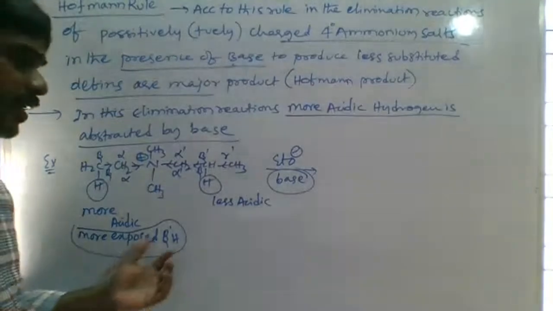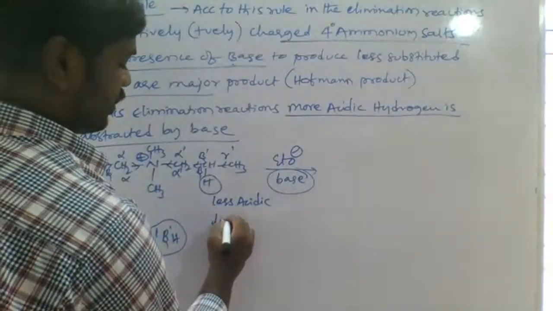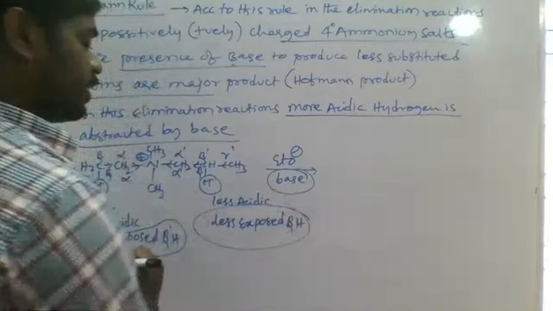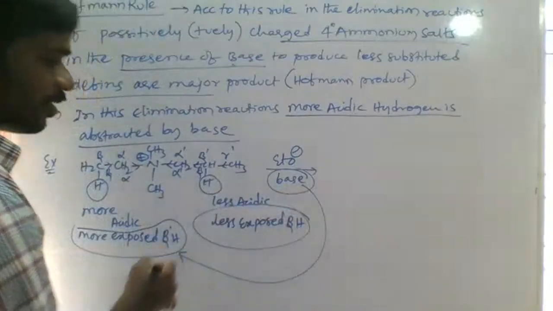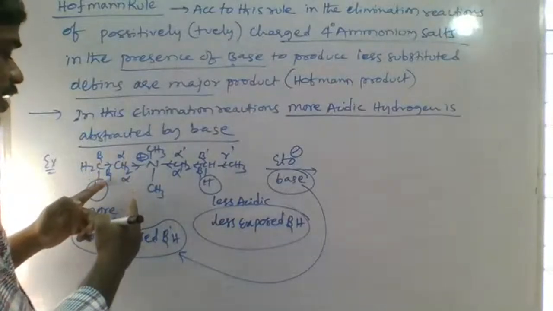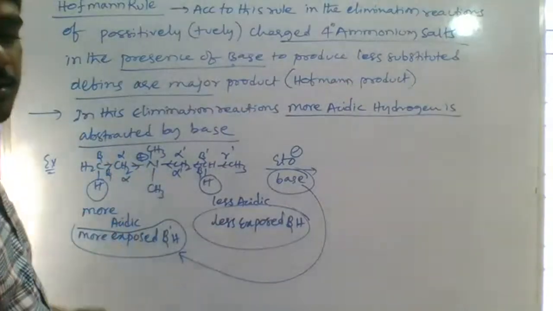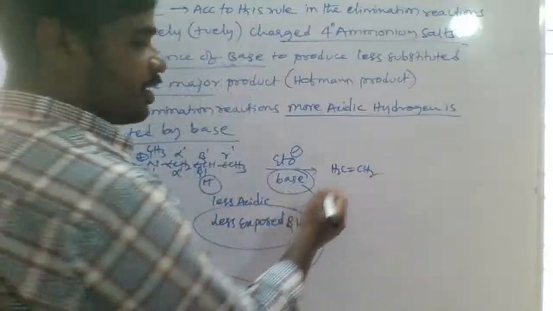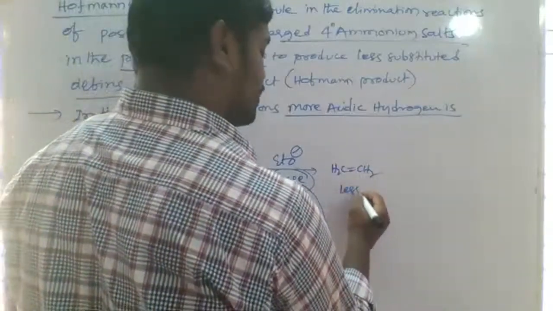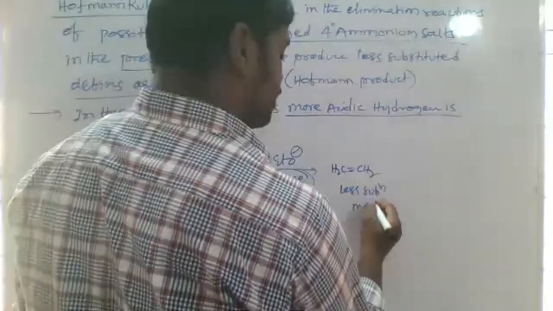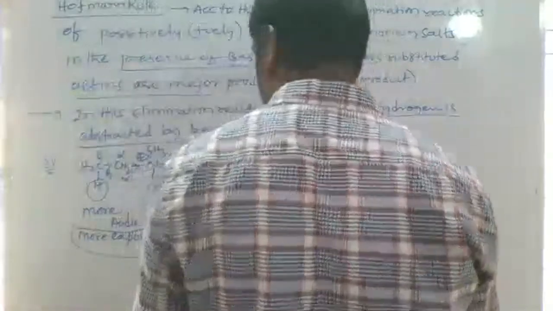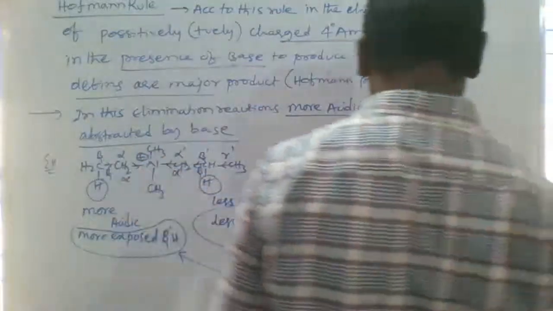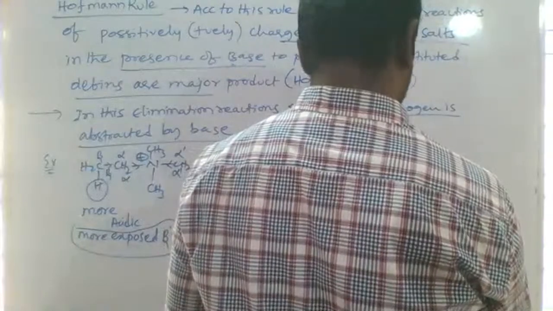This is the more exposed beta hydrogen, and here is the less exposed beta hydrogen. That's why the base preferentially abstracts the more exposed hydrogen. In this elimination, the bond electrons shift and move here, resulting in H2C double bond CH2, ethylene, which has no substitution. The less substituted olefin is the major product. The other is the more substituted olefin, formed when this hydrogen is lost, giving H2C double bond CH3.